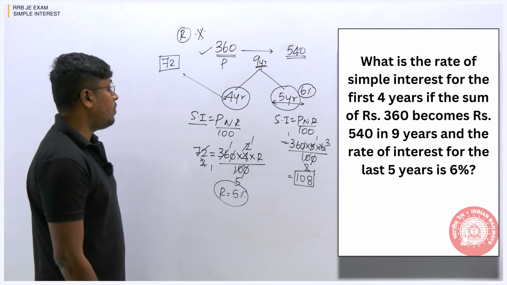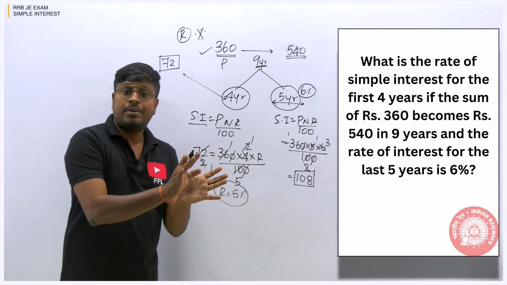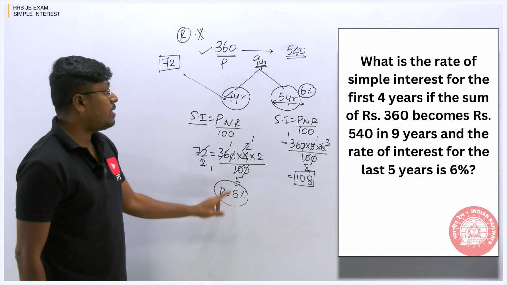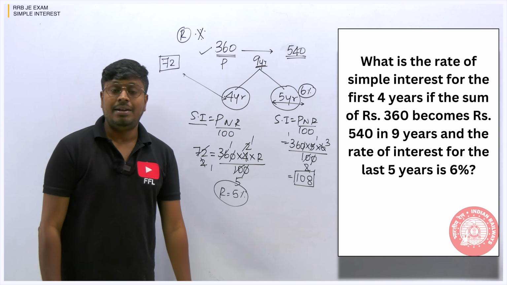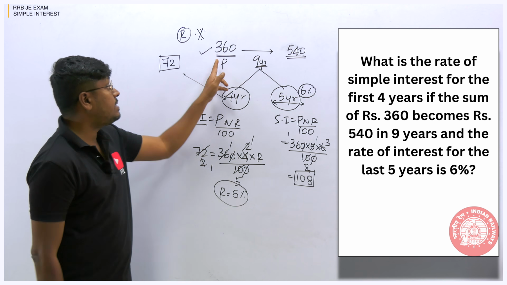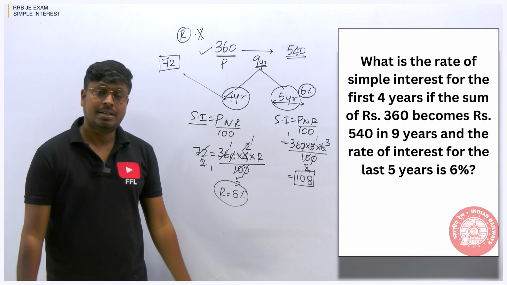That means for the first 4 years, the rate of interest we calculated is 5%, and for the last 5 years it is 6%. Only then can we say the 360 becomes 540 based upon these rates of interest. So friends, did you understand how I found it?